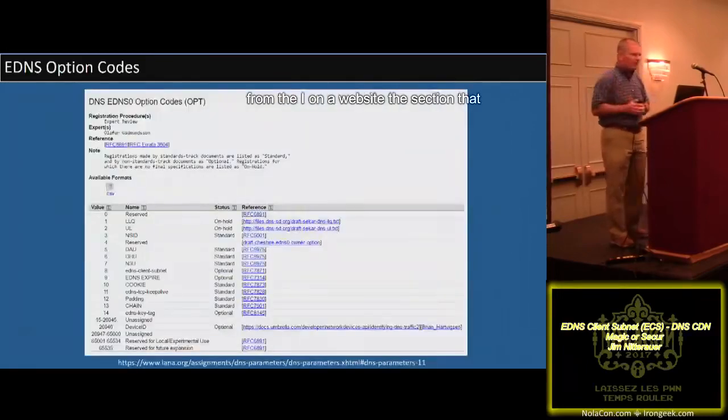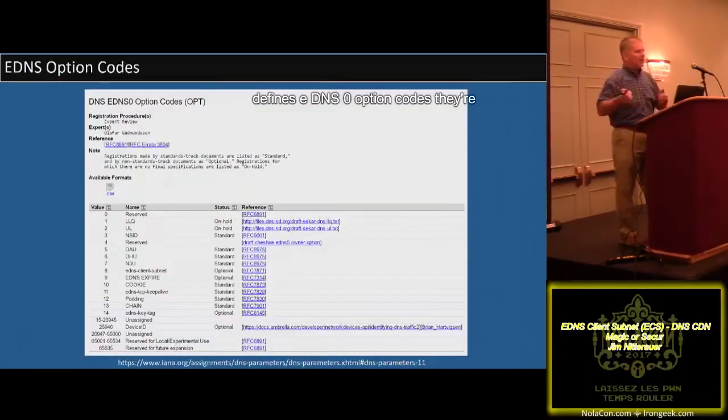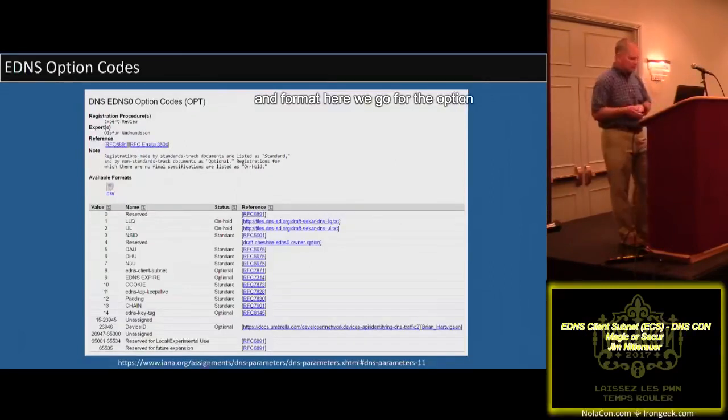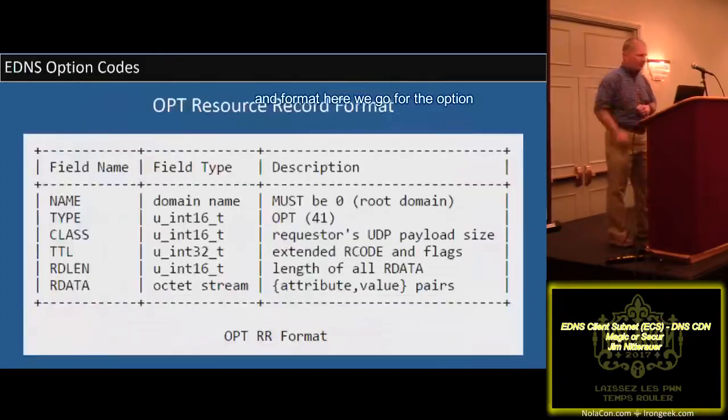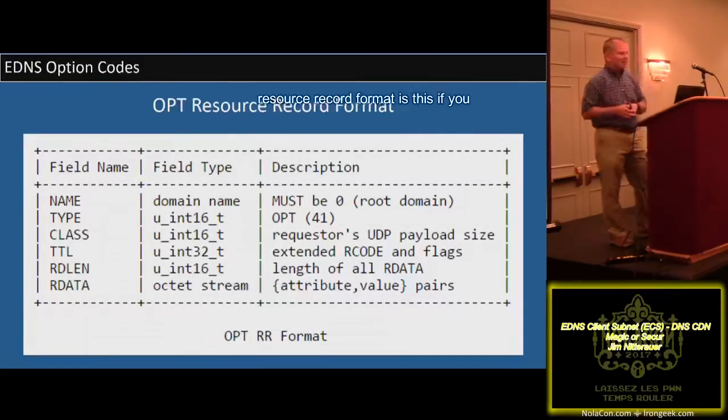This is a screenshot from the IANA website, the section that defines EDNS0 option codes. They're known as OPT. It's a particular type of DNS record, same as an A record or a pointer. An OPT record has a certain structure and format. The option resource record format is this.